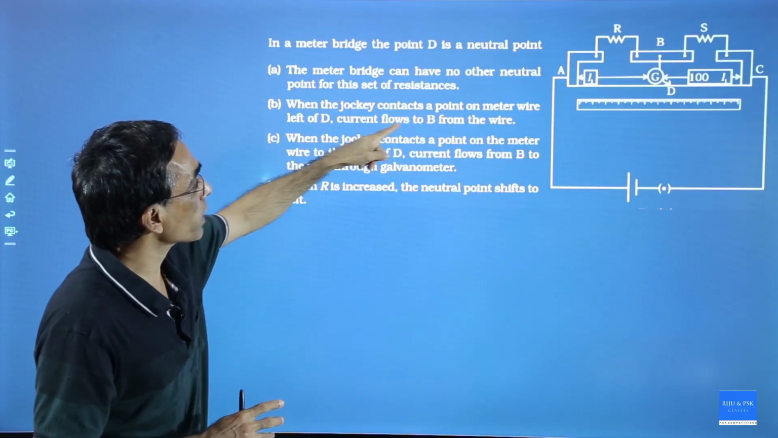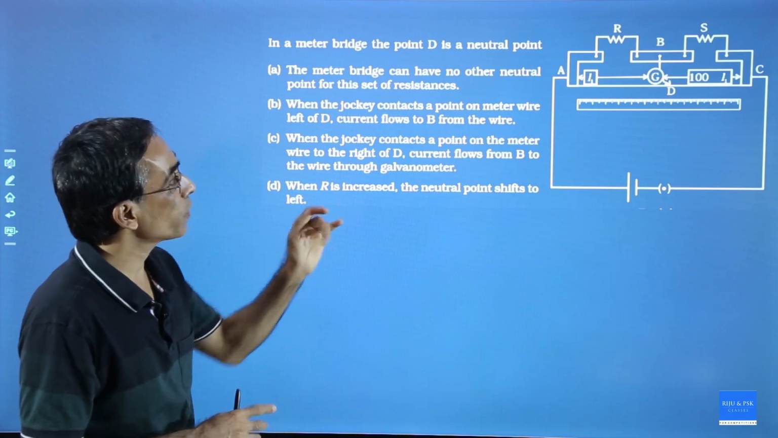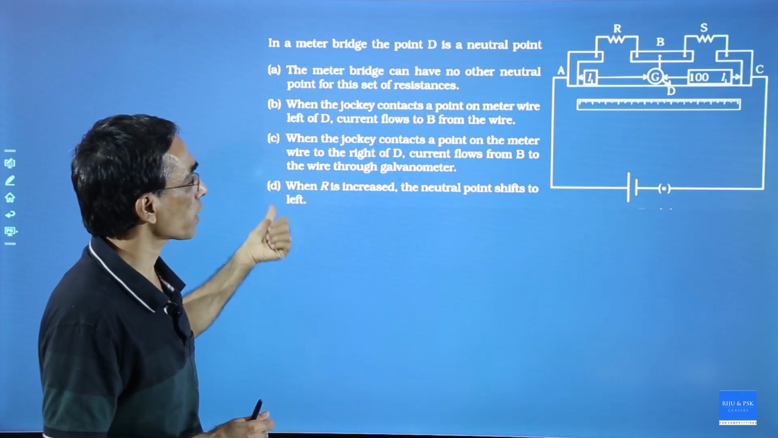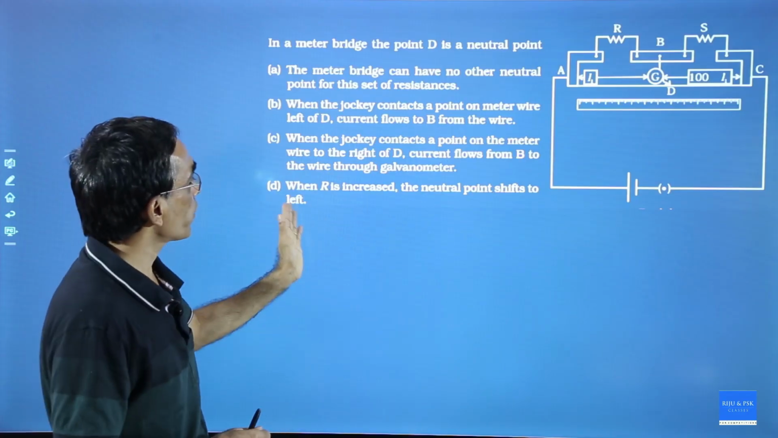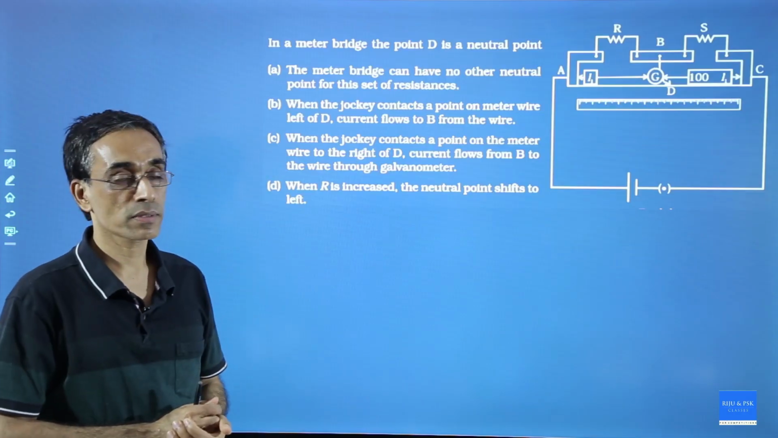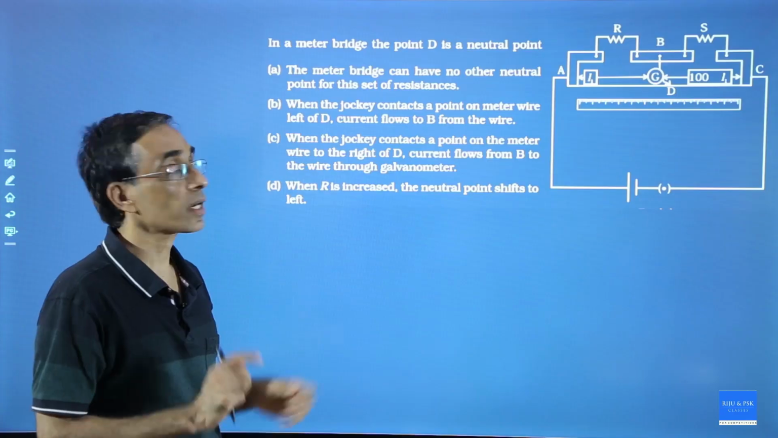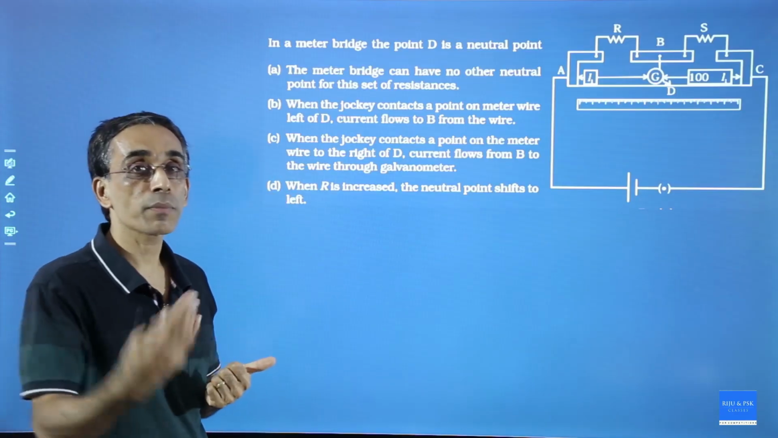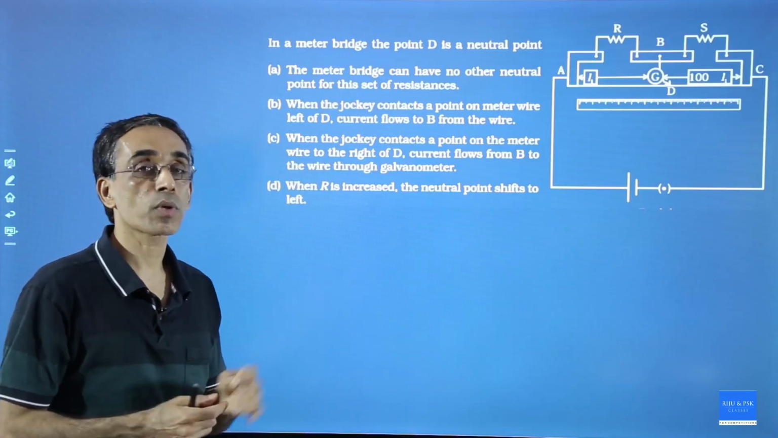When the jockey contacts a point on the meter wire left of D, current flows to B from the wire. When the jockey contacts a point on the meter wire to the right of D, current flows from B to the wire through the galvanometer. When R is increased, the neutral point shifts to the left. This question is from Exemplar. Try to work out this one, try to understand what is happening in the circuit. Definitely when we do MCQs, we will study more questions on meter bridge and the ideas will become more clear.